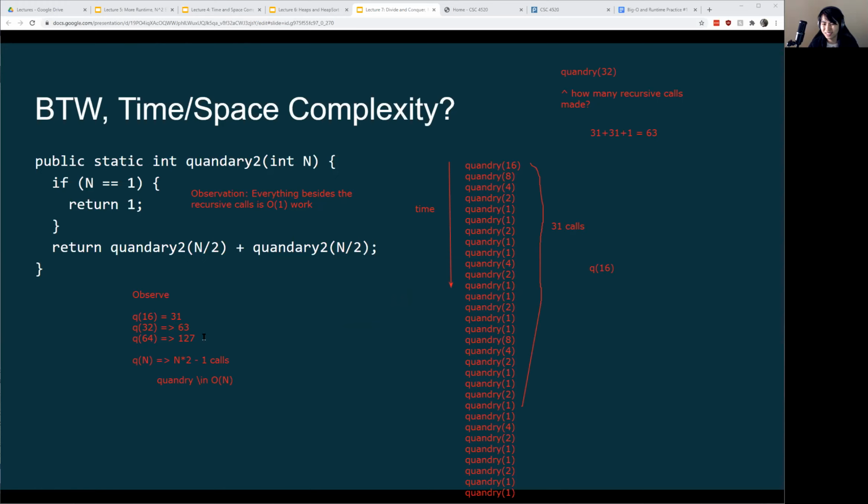We got 127 steps at 64, which means that every time we pass in an argument n, we're going to get n times 2 minus 1 recursive calls. Since the amount of work being done at each recursive call is O of 1, that means we just multiply n times 2 minus 1 with the amount O of 1 and get O of n at the end of the day. 2n minus 1 is still O of n, which means quandary here is O of n.